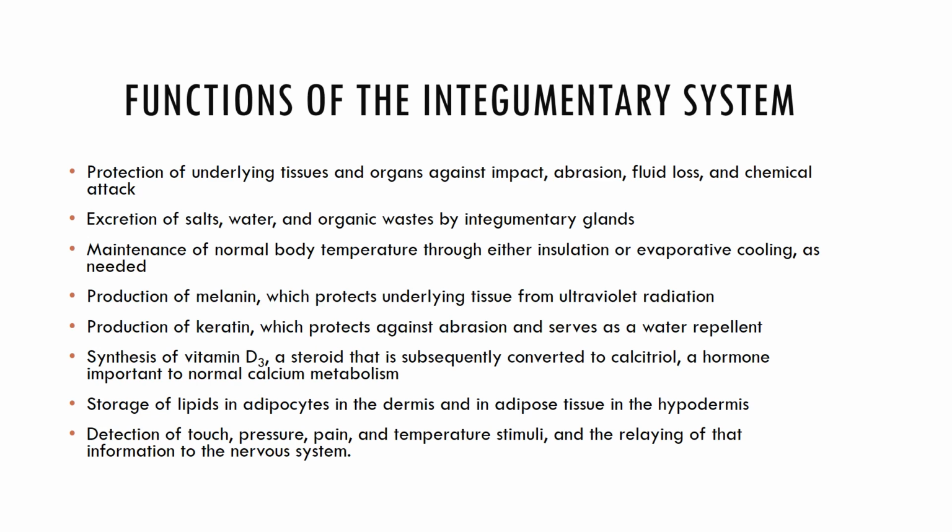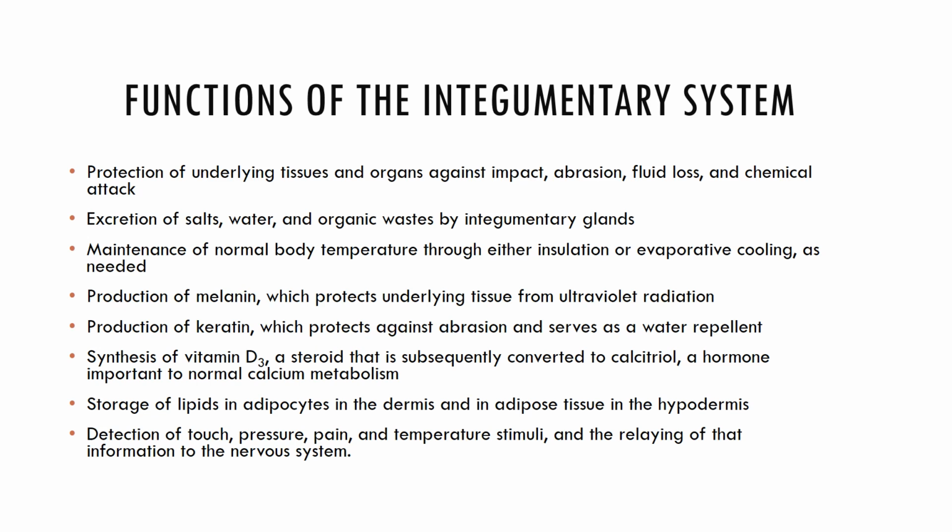The skin helps to maintain our normal body temperature, either through insulation in the hypodermis or evaporative cooling via sweating. The skin is the site of production of both melanin and keratin. Melanin protects our tissues from ultraviolet radiation, and keratin serves as a water repellent. The skin is also the site of synthesis of vitamin D, a steroid that's converted to calcitriol, a hormone you will learn about later on that is very important in calcium metabolism.